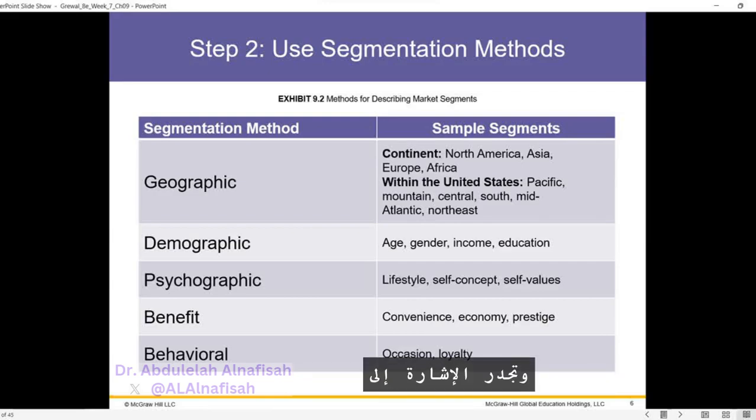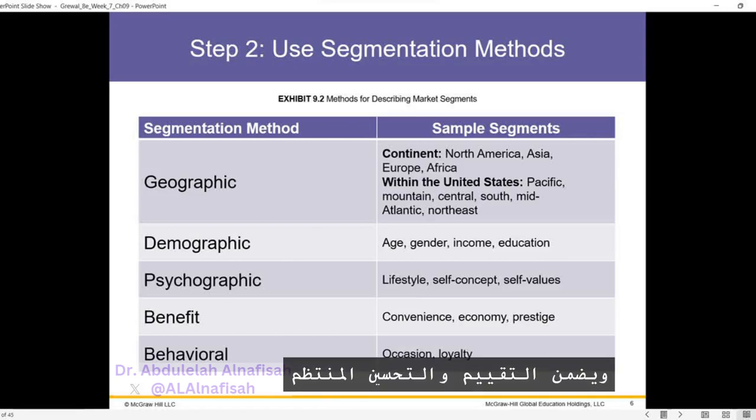It should be noted that segmentation methods and segment descriptions may evolve over time as market dynamics change or new insights emerge. Regular evaluation and refinement of these methods ensure their continued relevance and effectiveness in meeting customer needs and achieving marketing objectives.